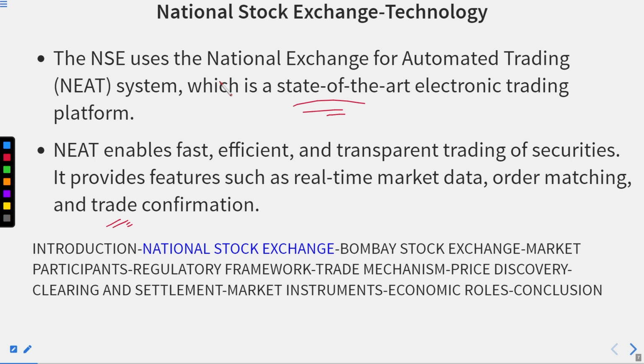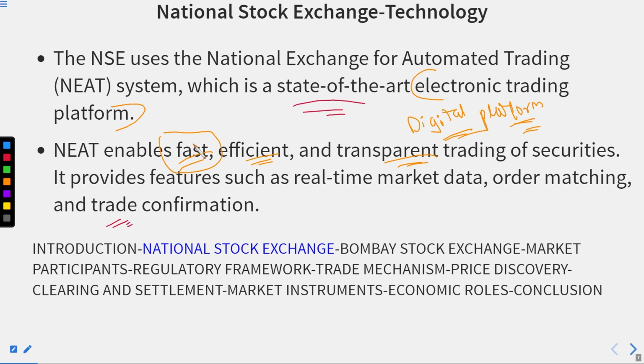Okay, what is the functioning of NEAT, and why is it important? So if we try to track it down, basically you can see that this is an electronic trading platform. What do you mean by it? Basically it is a digital platform. Okay, that's why it is fast, efficient and transparent trading of securities.